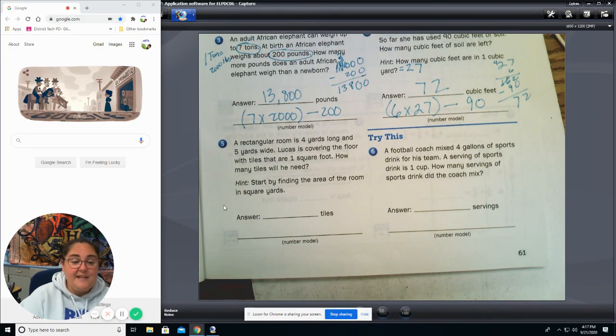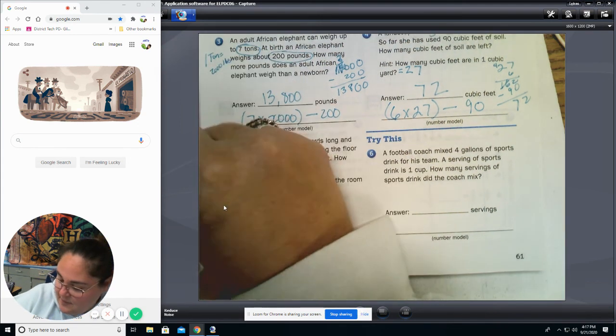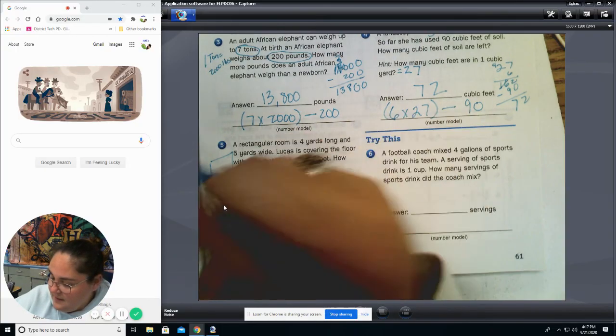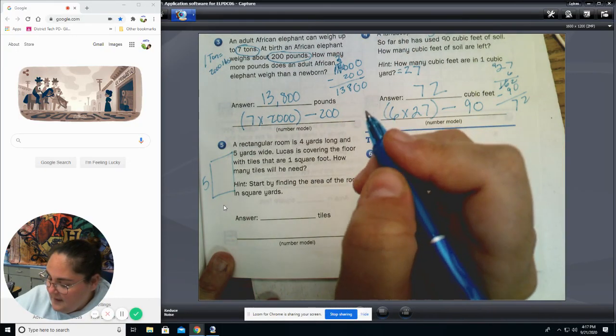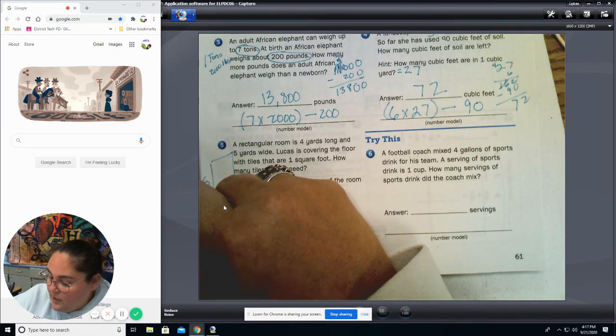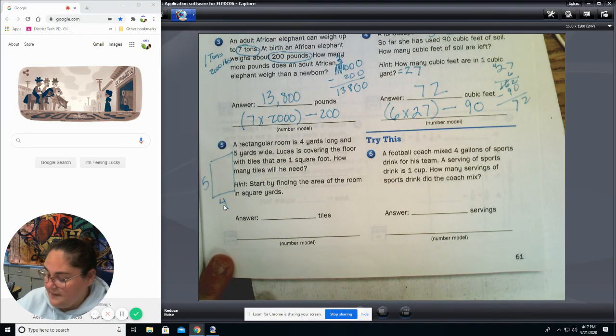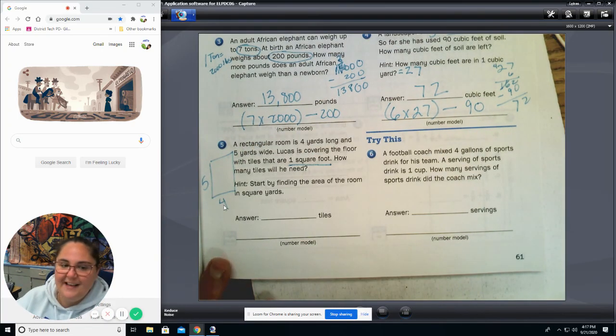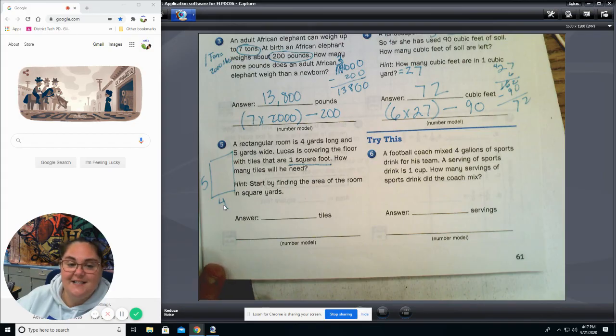Number 5, a rectangular room is 5 yards long. So I'm going to draw my room. 5 yards long and 4 yards long, and 5 yards wide. Lucas is covering the floor with tiles that are 1 square foot. Not yards, foot. How many tiles will he need?